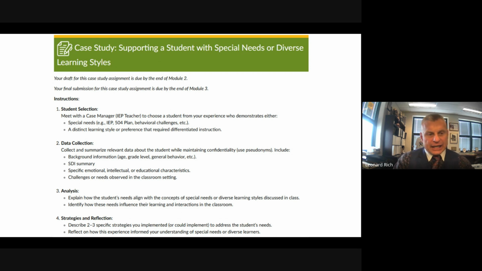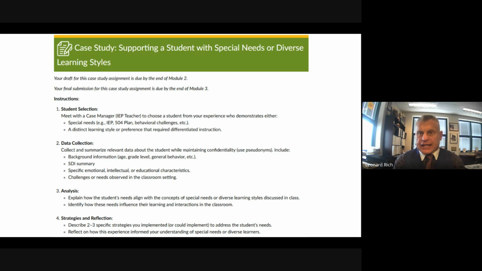All right, data collection. So in your case study, you're going to collect and summarize data about the student while maintaining confidentiality. You can call them Dick and Jane, whatever. I don't need to know their particular names. What's their background information? SDI summary.